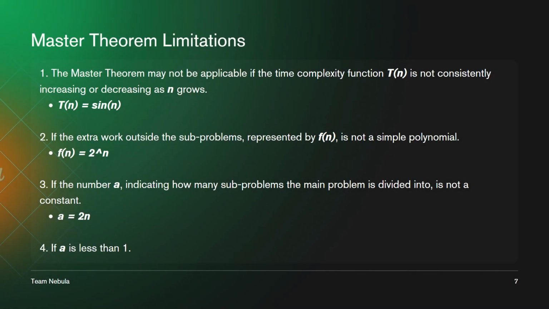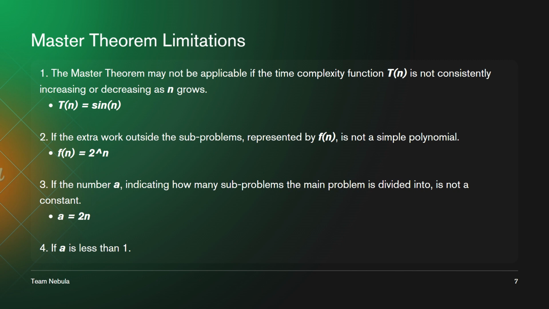Alright, let's talk about some situations where the master theorem might not be your go-to tool. You see, the master theorem is pretty nifty, but it has its limitations also. It's not a one-size-fits-all solution. Here are some cases where it won't come to your rescue. If the function describing the time complexity, so let's say it's T(n), isn't always increasing or always decreasing as n grows. For instance, if you have something like T(n) equals sine of n, where the function is waving up and down, the master theorem might throw its hands up and say, I'm out.